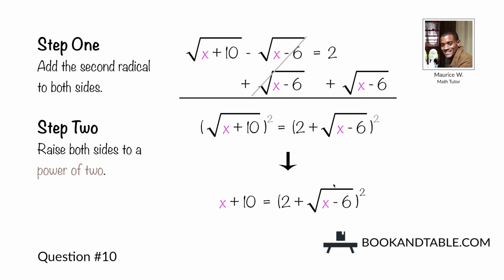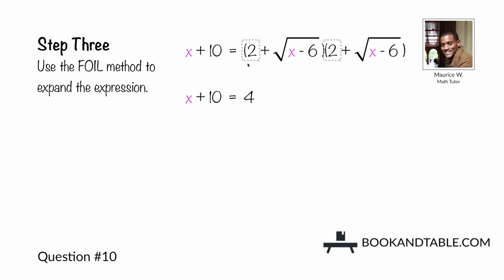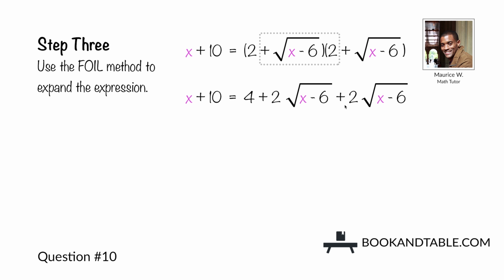For the third step, use the FOIL method to expand this expression on the right side. 2 times 2 is equal to 4. 2 times radical x minus 6 is equal to 2 radical x minus 6. Radical x minus 6 times 2 is plus 2 radical x minus 6. Since these are like terms, we combine them by adding their coefficients. 2 plus 2 is equal to 4.